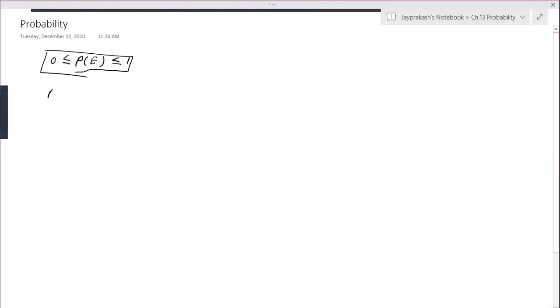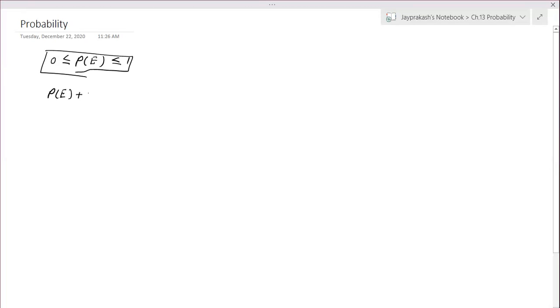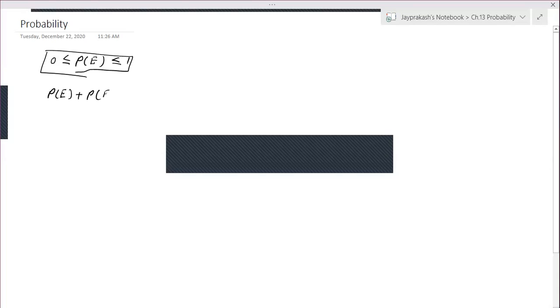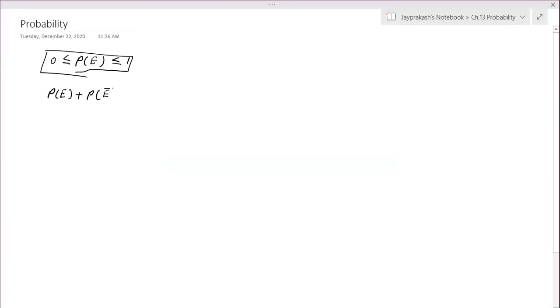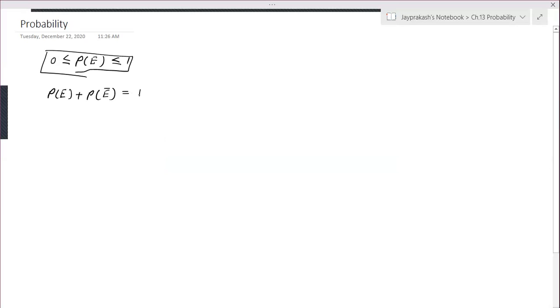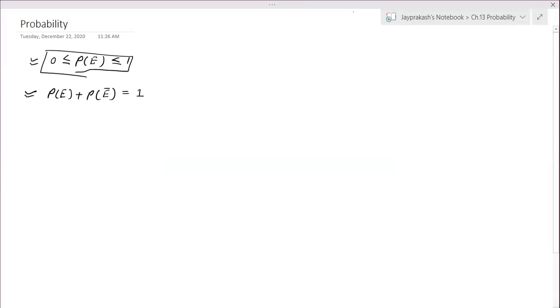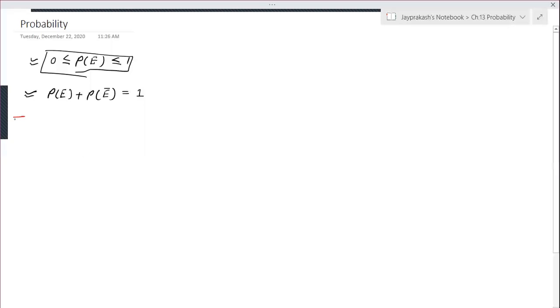The next one is: probability of the event happening plus probability of the event not happening, denoted by E bar, is equal to 1. We studied these two formulas in 10th. Give the first heading: conditional probability.